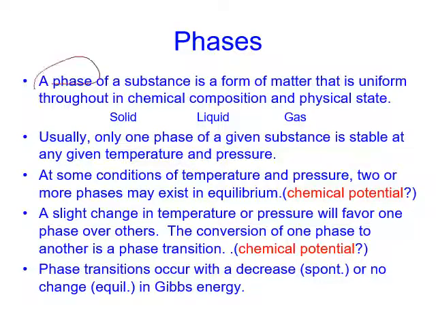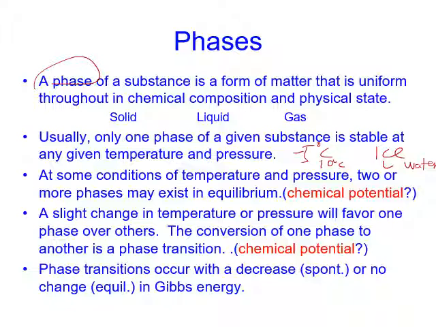A phase of a substance is a form of matter that is uniform throughout in chemical composition and physical state. Solid, liquid, and gases are the most common phases. Usually, only one phase of a given substance is stable at a given temperature and pressure. For example, at 1 atmosphere and -5 degrees, ice is the stable phase. But if the temperature goes to 10 Celsius, then liquid water will be the stable phase.